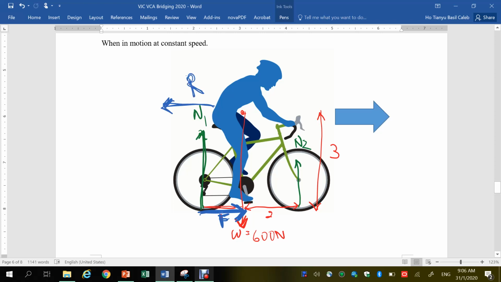So if we look at the translational equilibrium here, we can say that F, the forward driving force, is equal to R, air resistance. The upward forces N1 plus N2 must be equal to the weight. Okay, so here we must make a certain assumption that the air resistance acts through the CG to make our lives a lot easier.